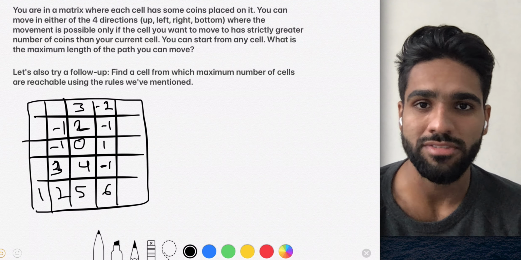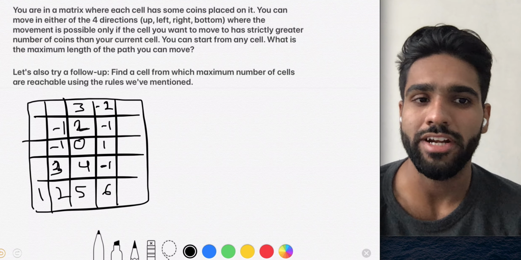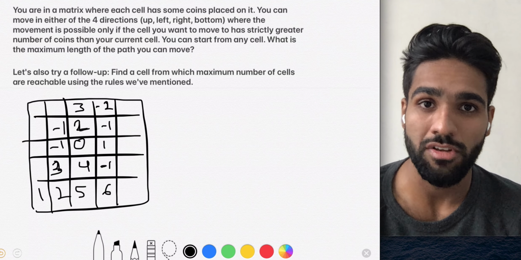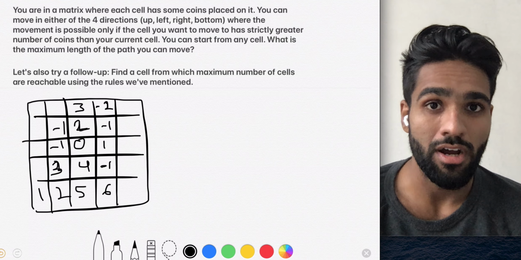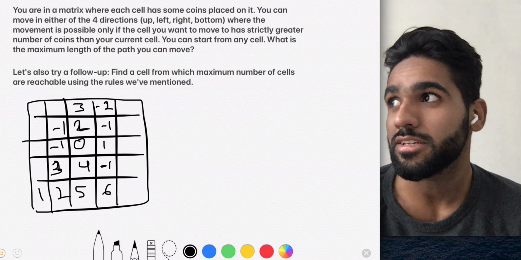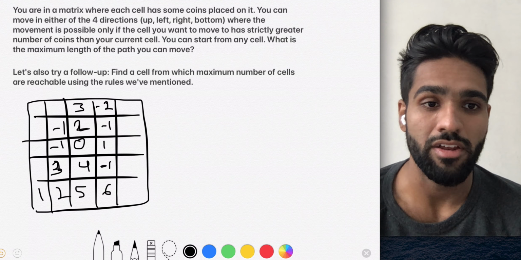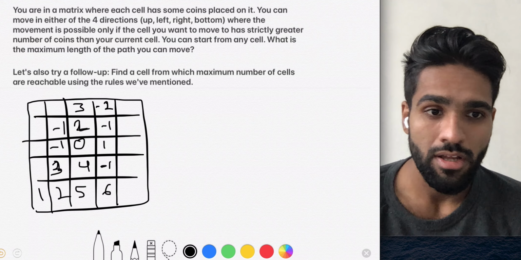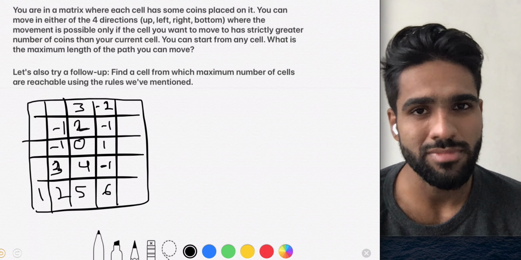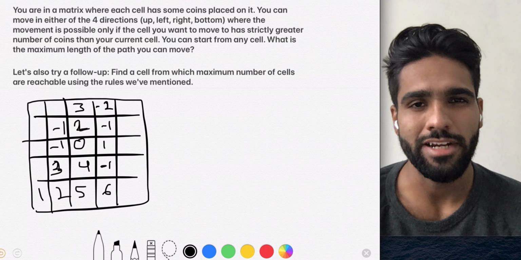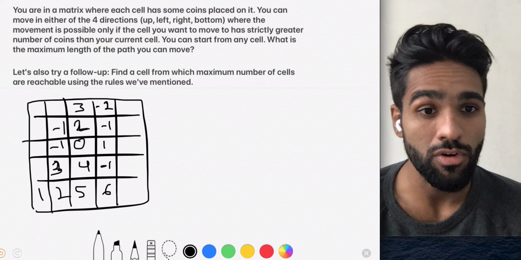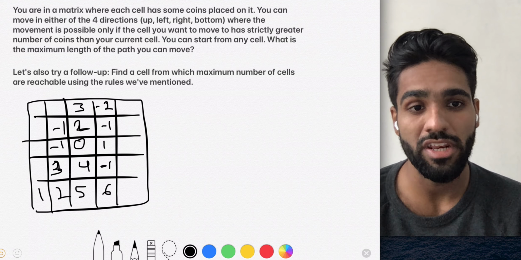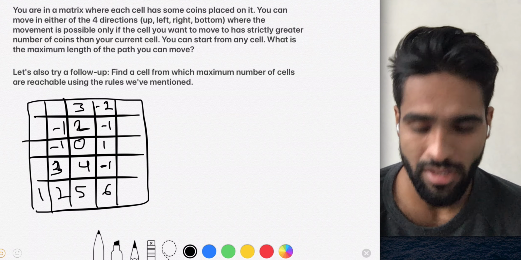If you're reading this for the first time, I would say just pause the video and try it out yourself. The most important thing is to capture your thought process, because that's going to be very important. Like, what are the possible approaches you took, and how you made sure that they're correct, because that's going to be important in an interview. And if you think you're done with the algorithm, the implementation part you can figure out later. Try a follow-up where you have to find a cell from which the maximum number of cells can be reached using the rules that we have mentioned.